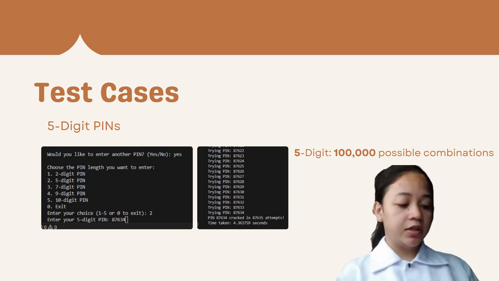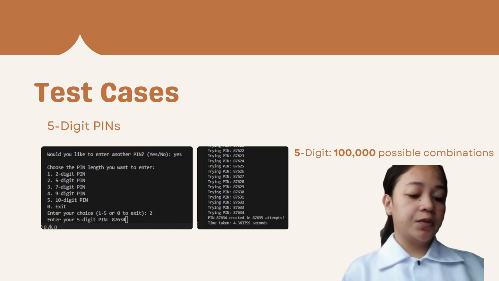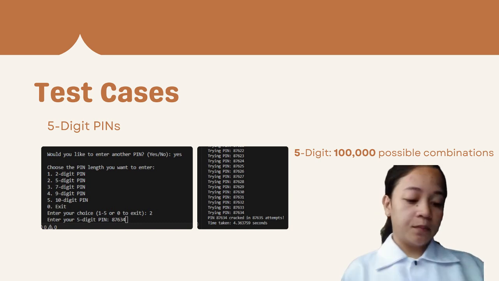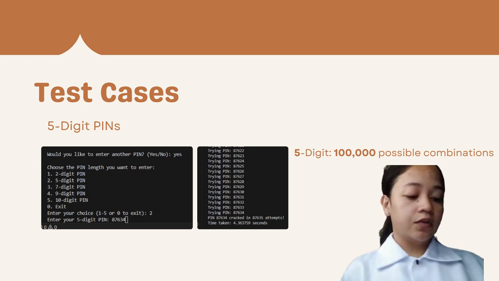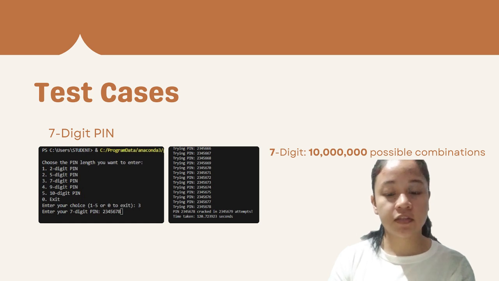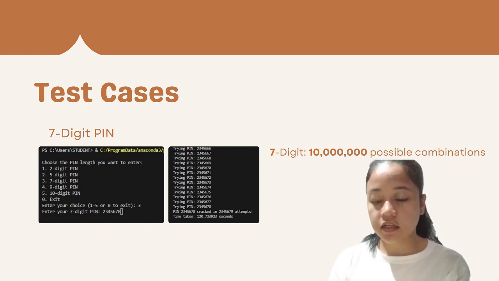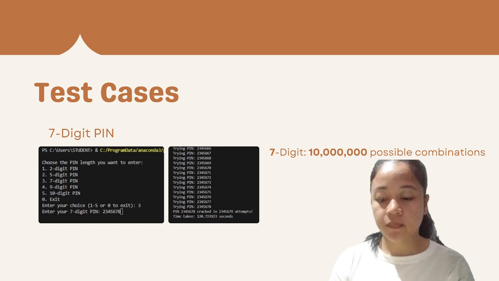Here we enter a 5-digit pin and the script will start a brute force attack testing 100,000 possible combinations. Each attempt is printed to show the guessing process. If a match is found, it will print the attempts to crack the pin and the time taken to crack it. We enter a 7-digit pin and the script will start a brute force attack. Testing pins of 7 digits has a million possible combinations. Each attempt is printed to show the guessing process. If a match is found, it will print how many attempts it takes to crack the pin, and it will also print the time taken to crack the pin combination.